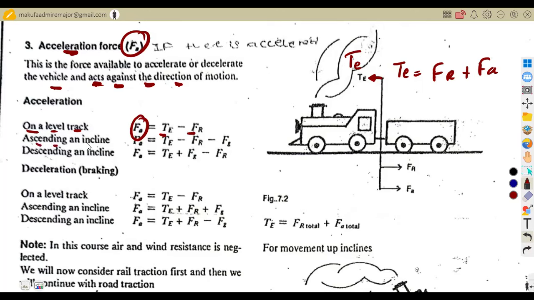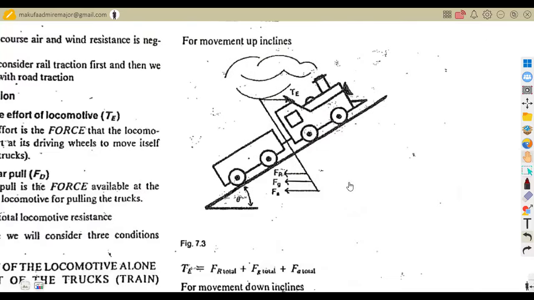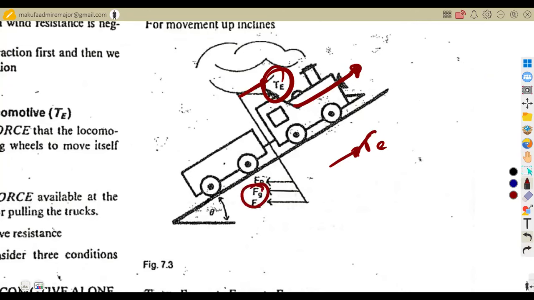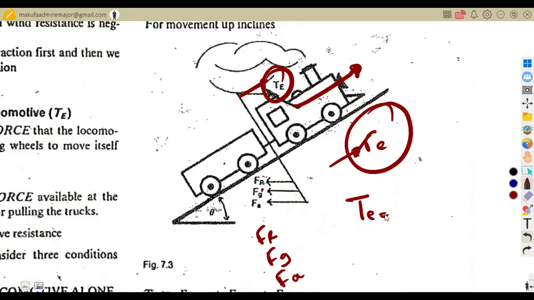But when it is ascending an incline, I think we've got something for an incline here. I want us to see when we are now ascending an incline. Ascending means you are going up. TE is the tractive effort, the one that is allowing this object to move up. But it's going to be opposed. Remember, whenever there's an incline, we must have the force due to the incline, which is our parallel force, FG. So we are going to have three forces: FR, the rolling resistance, the force of the incline, and the accelerating force. These three are going to oppose this. So it means TE is equal to the sum of these three, FR plus FG plus FA. That is what it means.